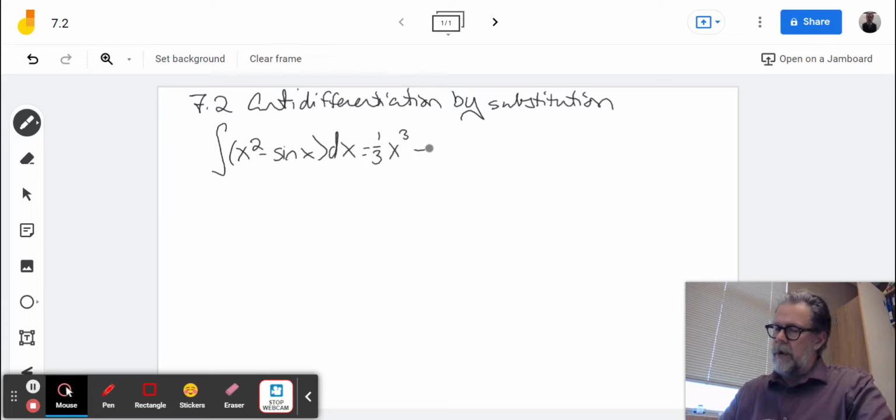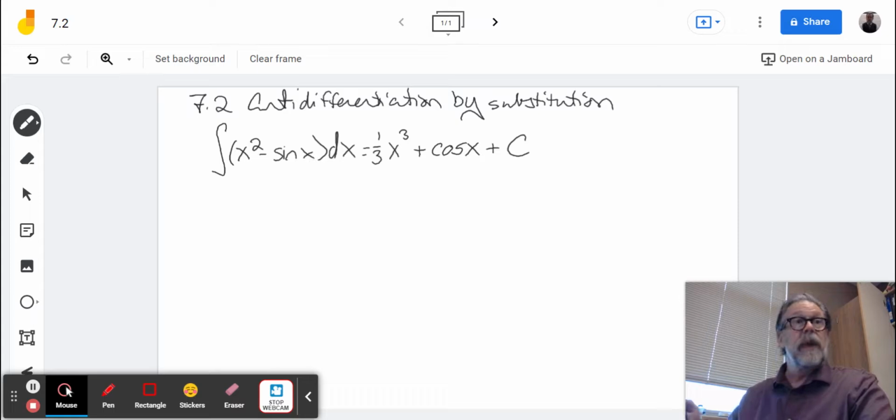I also know that the derivative of cosine is sine, and so the antiderivative of sine is going to be cosine, but because there's a negative already there, I'm going to make that plus cosine, which gives me a derivative of negative sine. And then finally, I know that anytime I'm talking about an antiderivative, I need to add a constant, because when I take the derivative of that constant, I'm going to get a 0. So the derivative of this antiderivative is x squared minus sine x.